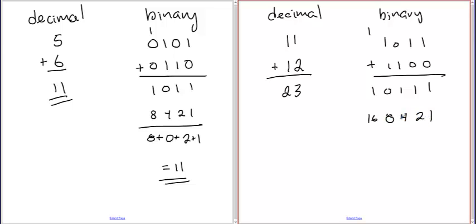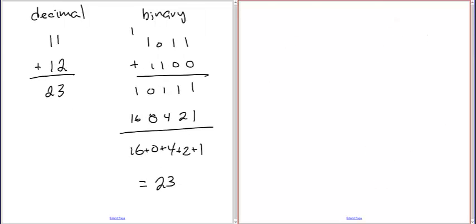And so we have the same 8, 4, 2, and 1, but now we have 16. So 1 times 16 is going to be 16. 0 times 8 is 0. 1 times 4 is 4. 1 times 2 is 2. 1 times 1 is 1. We add this together. 16 plus 4 is 20, plus 2 is 22, plus 1 is 23. Ta-da! Okay, I'll do one more.